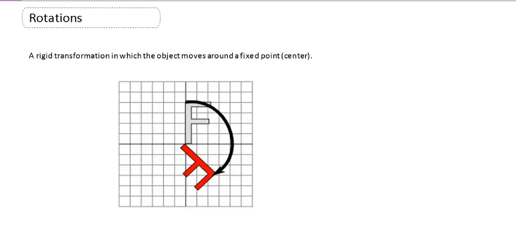Okay, today we're going to talk about rotations, which is the third type of isometry after reflections and translations. And you can see here the rotation is a rigid transformation in which the object moves around a fixed point, which we call the center. And it is an isometry. Again, it is a rigid transformation. You can see from this picture that the image has the same size and shape as the original figure.